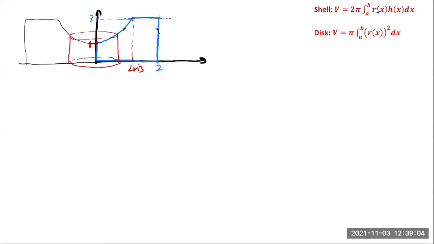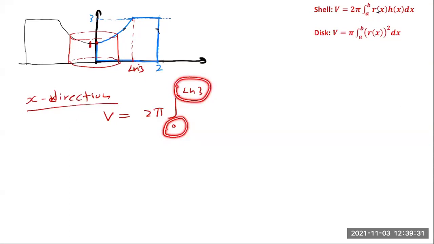Along the x direction, I'll write x direction. The volume will be equal to, V is equal to, I'm using the shell method, 2 pi times the integral from 0 to ln 3. Notice that this value is ln 3. I'm first going to integrate on this interval. On that interval, my integration bounds would be 0 to ln 3, and this is the representative shell.